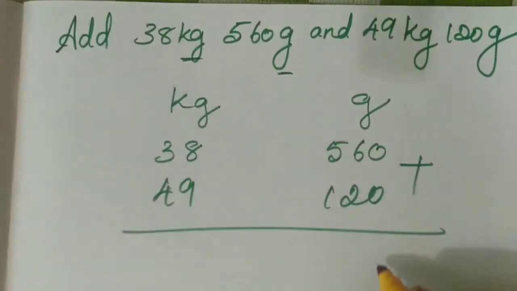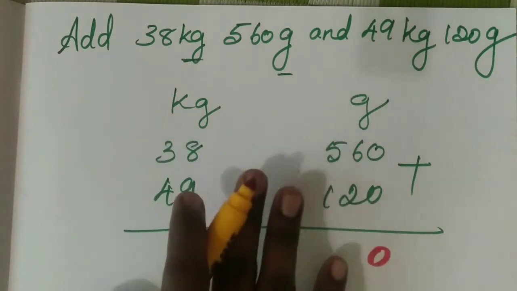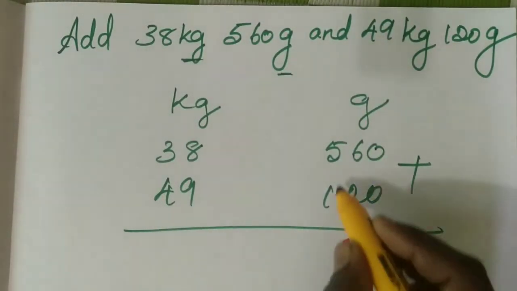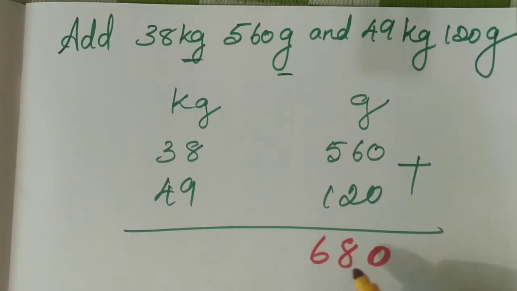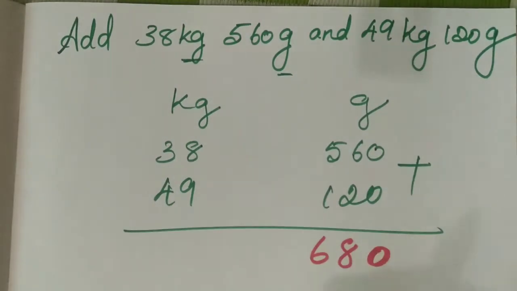Now our normal addition. 0 plus 0, 0. Please, that's why I told you to take your workout note whenever I am doing such calculations. Guys, please do along with me. 6 plus 2 is 8. 5 plus 1, 6. Now 8 plus 9 is 17, so 7, and 1 as carry forward.